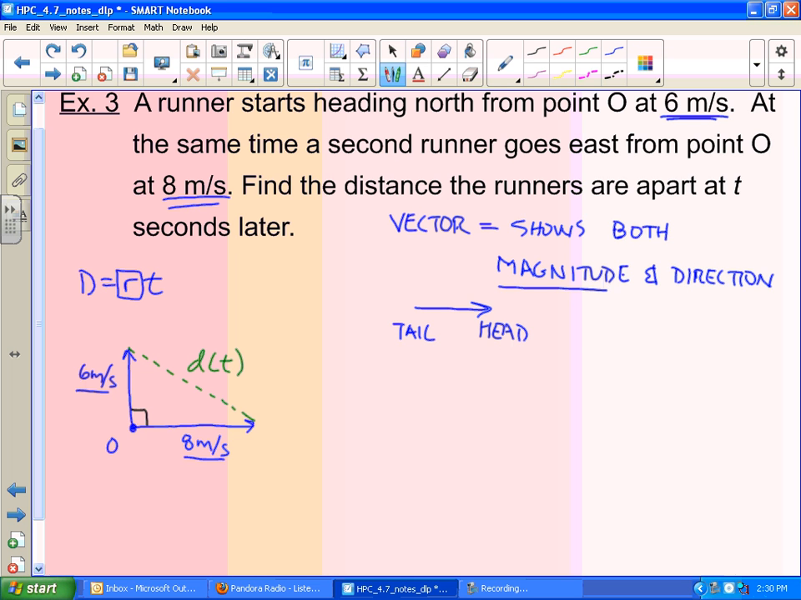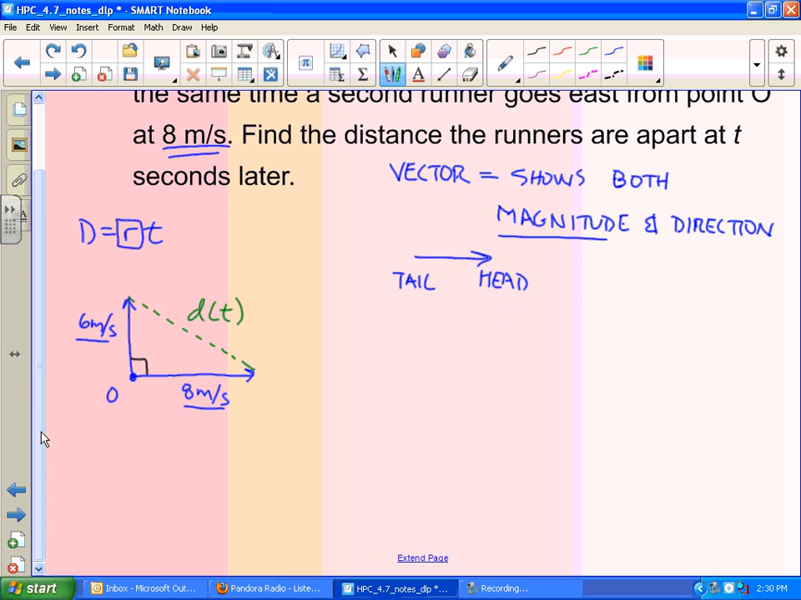So it's pretty simple. We just now make this become 6T and 8T. Now I have distance. 6 meters per second times the number of seconds, meters. 8 meters per second times the number of seconds, meters. Now you have distance. So now I have everything ready to set up the distance formula or Pythagorean theorem, right? A squared plus B squared equals C squared, right triangle. So I could find D of T.